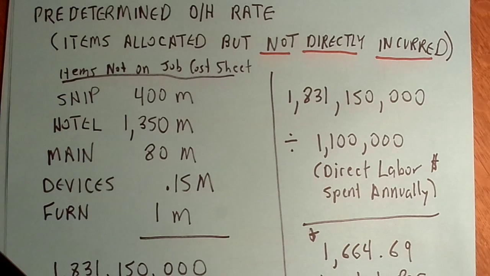A lot of times you're given a figure in hours or units in the class. So in this case, I took the $1,831,150,000 total to allocate. I divided it by the total direct labor of 1,100,000, and this got me an allocation per dollar of direct labor. So for every dollar that I spent on a particular passenger in direct labor, I'm going to apply $1,664.69 as allocated overhead.